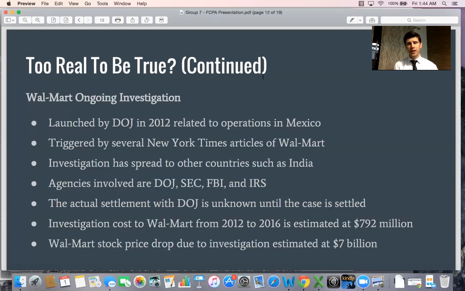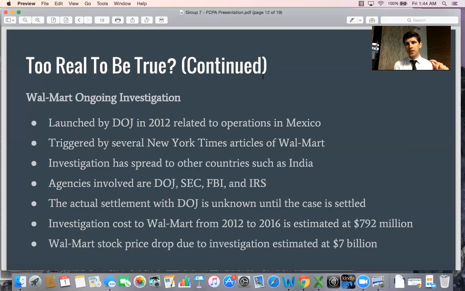This is very interesting. The cooperation between governmental agencies, not just U.S. but foreign ones, has become more and more sophisticated over time. For example, just in this investigation alone, you've got the DOJ, the SEC, the FBI, and the IRS, as well as foreign government agencies. So the settlement, we don't know that yet. It's estimated to be in the hundreds of millions, but it's not quite known what it's going to be.